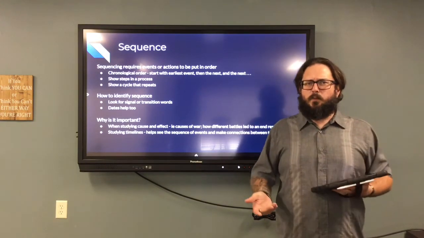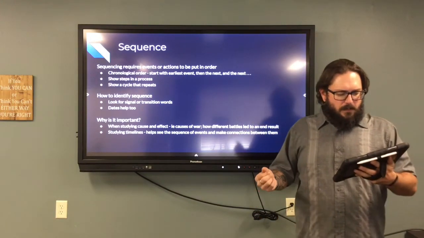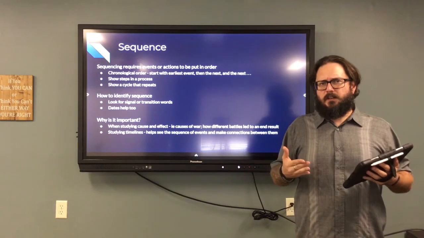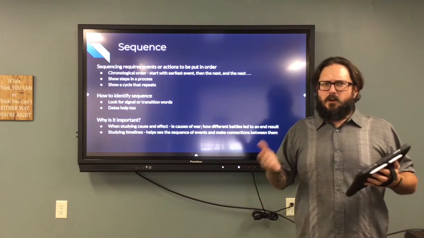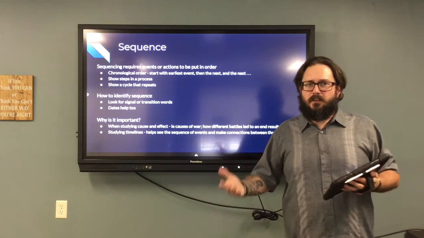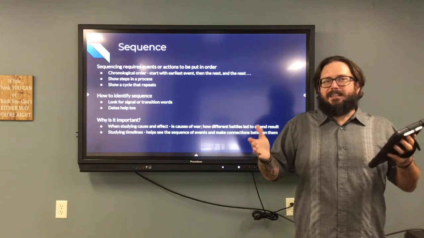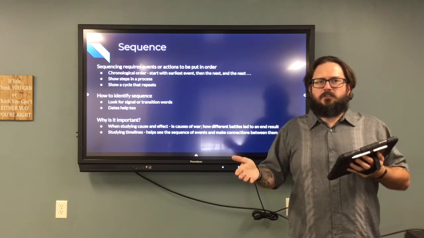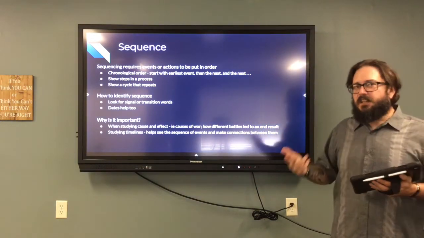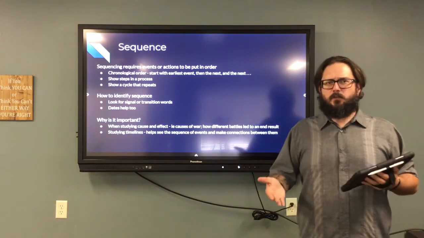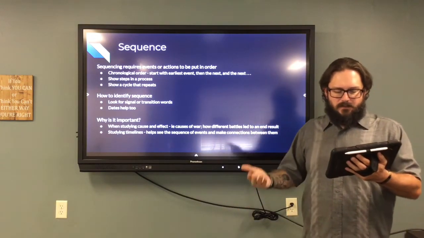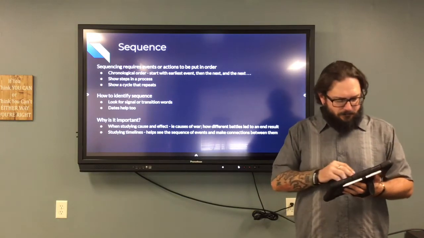So why is sequencing so important? What's the big deal? Well, it helps us, especially in social studies, for example, when we are studying causes and effect, such as the causes of a war, or maybe how different battles lead to an end result. It helps us to identify that cause and effect relationship by seeing what happened and what was the result. When studying timelines, sequencing is also important to make sure that we are putting things in the order that the events happened. It helps us see the sequence of events and make connections between them.